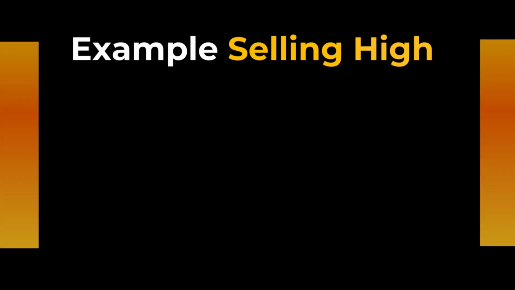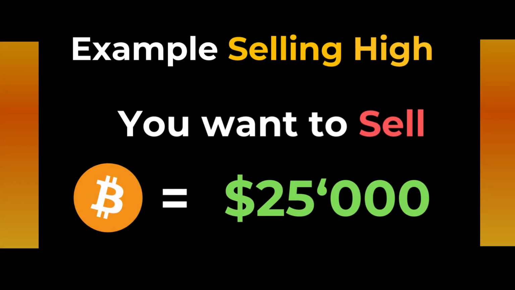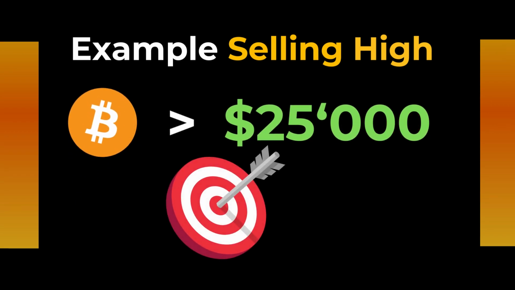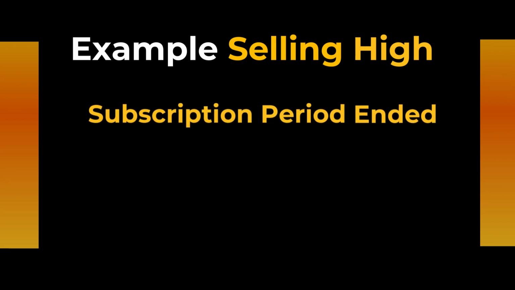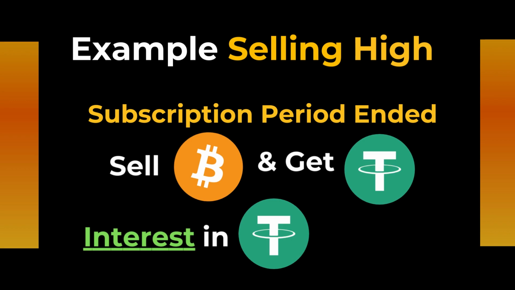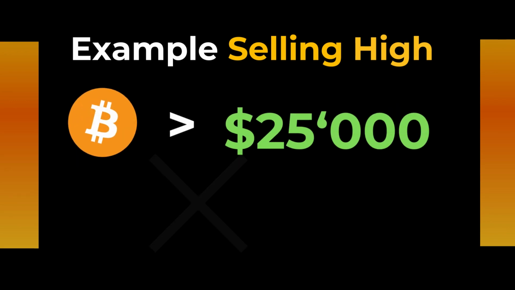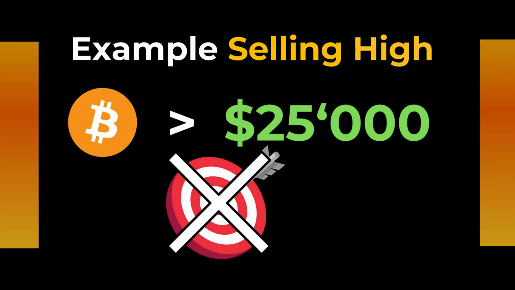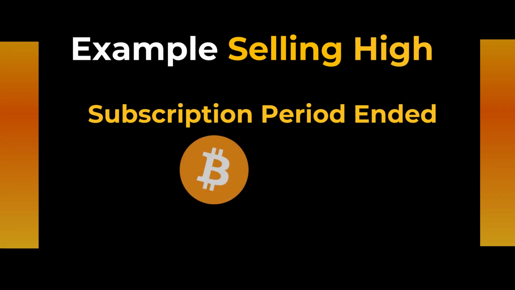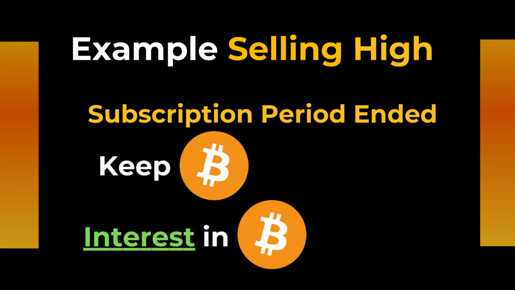The sell high option. Let's assume that you want to sell Bitcoin at $25,000. If the price gets higher and the target has been reached, after the subscription period has ended, you will be selling your Bitcoin and you'll receive USDT in return and also USDT in interest. If the price gets lower and the target has not been reached, and after the subscription period has ended, you will be keeping your Bitcoin and also receive an interest in Bitcoin.